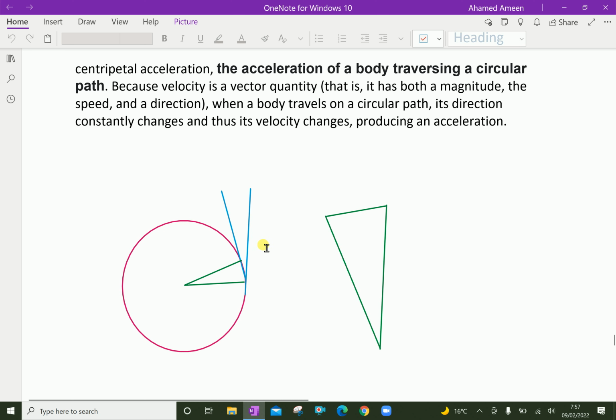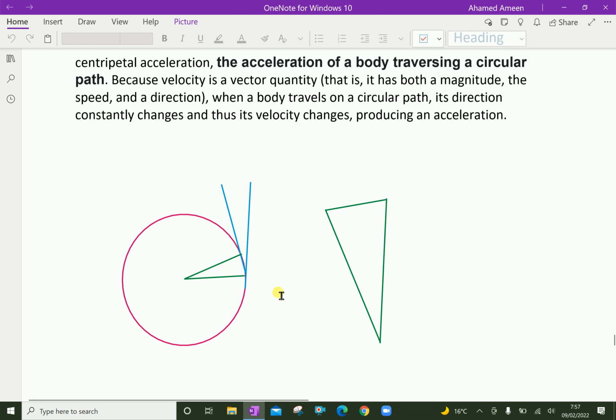Here, we will discuss further about centripetal force. According to Newton's third law of motion, the force which acts opposite to the centripetal force is called the centrifugal force, which we will discuss later. Before that, we will do the centripetal force.